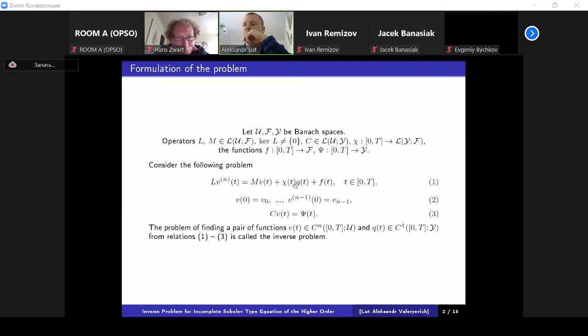Equation 1 is an incomplete, non-homogeneous, higher order Sobolev type equation where the operator L can be degenerate. Condition 2 is the Cauchy condition, and condition 3 is the overdetermination condition. It arises from the fact that in order to find a solution to the inverse problem 1, 2, 3, it is required, in addition to finding the function V, to restore the function Q.